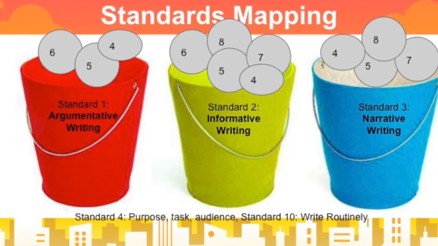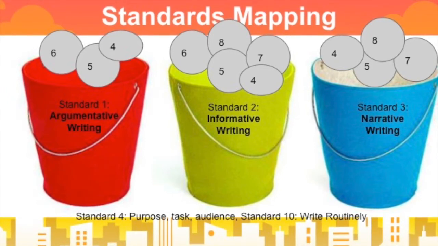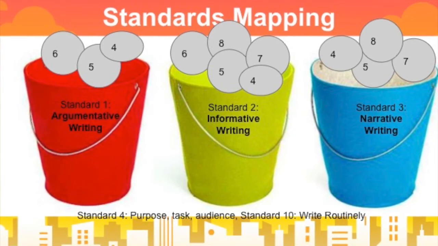They're in buckets only because I placed them into buckets. We're going to refer to argumentative, informational, and narrative writing as types of writing. They're not genres, they're just types of writing, and they're represented by the anchor standard 1 for argument, 2 for informational writing, and 3 for narrative writing.